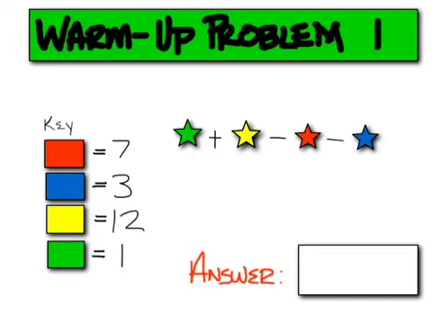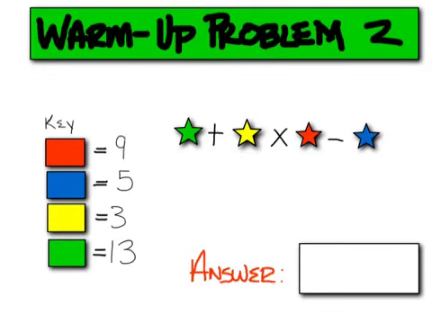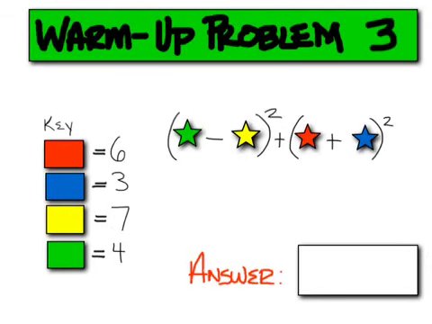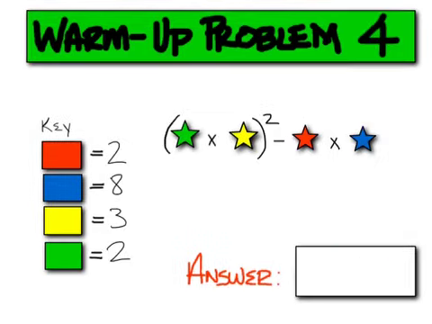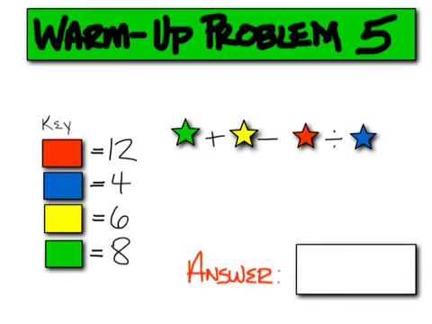Okay, warm-up problem number 1. Answer for this one is 3. Number 2. Answer is 35. Number 3. Answer for this one is 90. Number 4. Answer for this one is 20. Number 5. Answer for this one was 11.